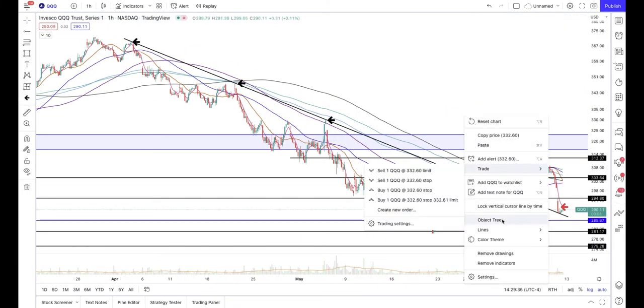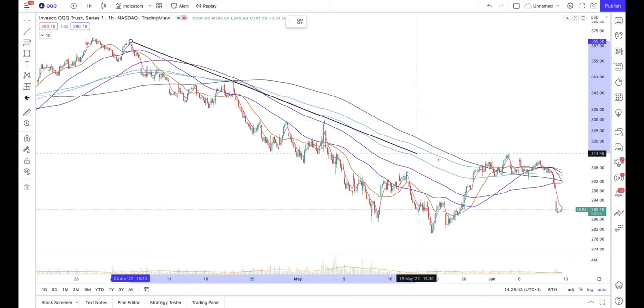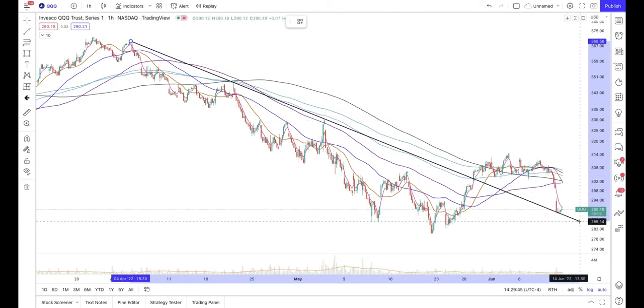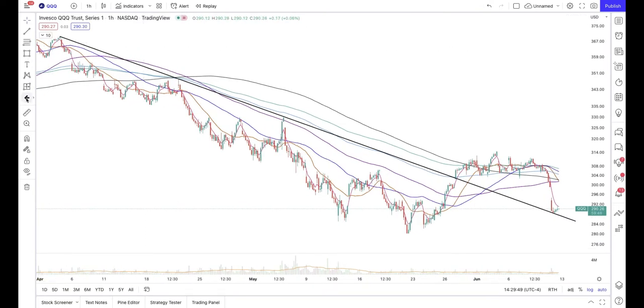Let's make it clean. Actually, let's just remove everything and make it as clean as possible, so you guys can see it a little bit more cleanly. You're going to get people that try to pick bottoms against these levels, right? And so you get this downtrend, and then you get a breakout of this downtrend, and then you get a retest here.